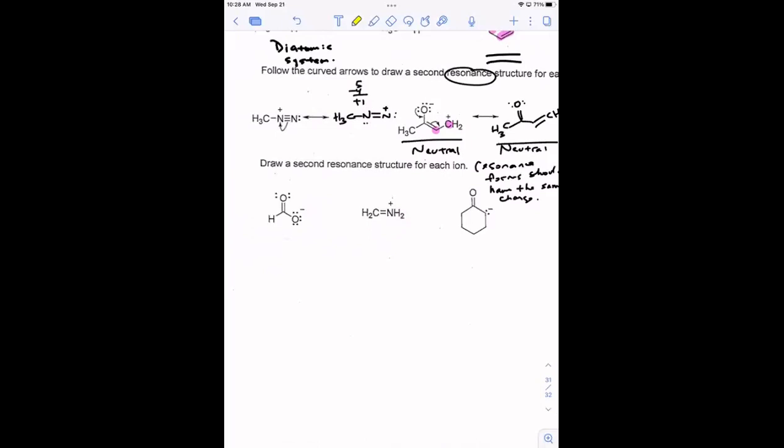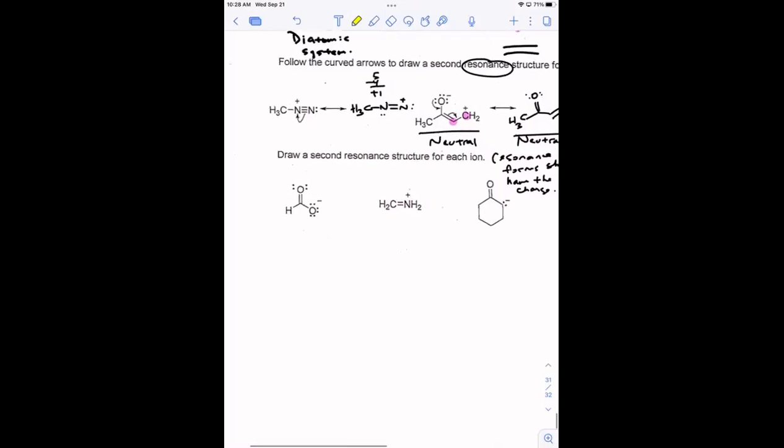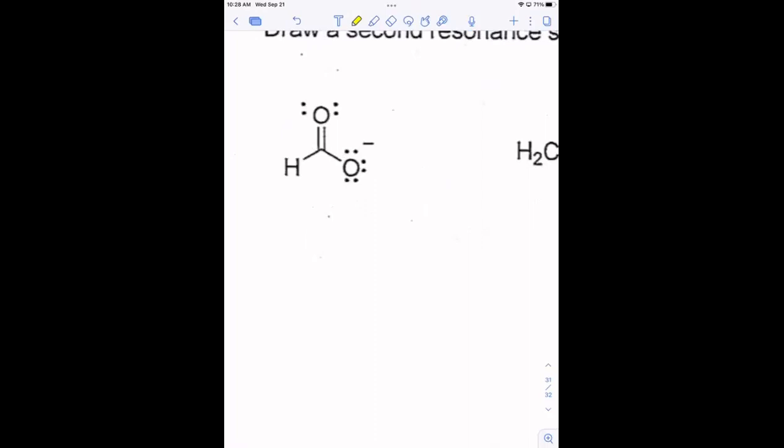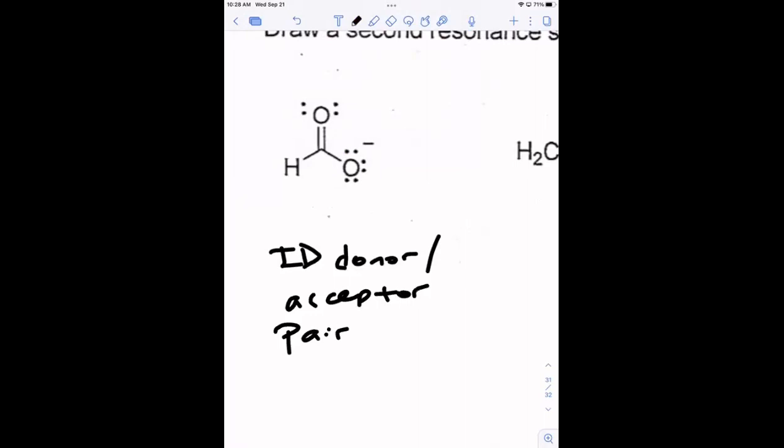It says draw a second resonance structure for each ion, right? What is it asking us to do? And what's the first thing you need to identify before you can do resonance? You have to identify the donors and the receptors. Excellent. Right, and they have to be adjacent to one another, right? So we can see that pattern.